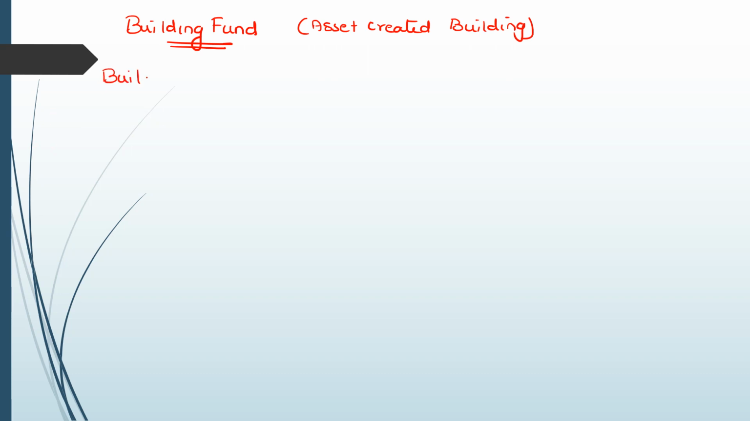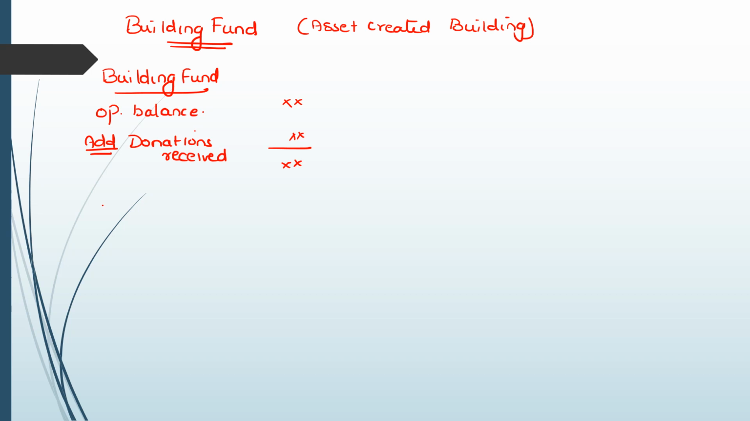Now here, if we have the building fund, which would be written on the balance sheet liability side, we might have an opening balance of whatever amount. Then we would have whatever is the donation received towards the building fund. That would be added to that particular fund. So we add it up, we get the total. From that, if there is any interest received on investment, that also would be added. So interest received would also be added. Both are added together and the total amount now available in the building fund would be there.